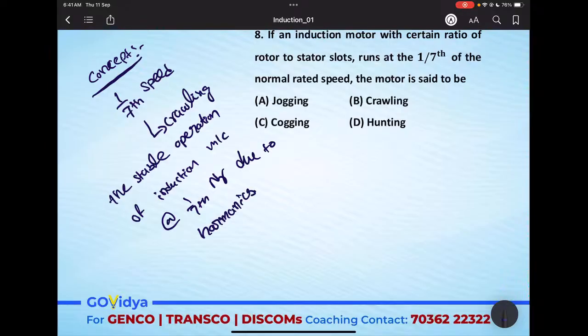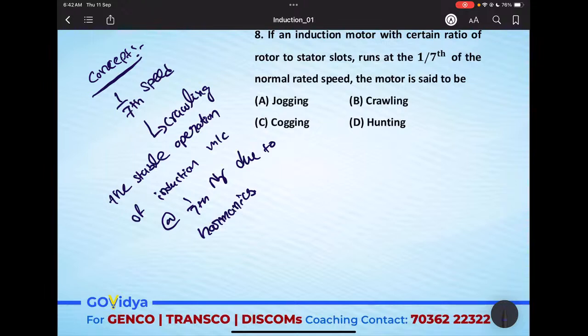What will happen in crawling? Whenever the motor is running at rated speed N_R, because of stator teeth harmonics or some other harmonics, the frequency is going to be changed, thereby the synchronous speed is going to be altered, N_R is also going to be altered, and the speed will come down to 1/7th of rated speed, and it will continue at that speed only. The speed won't increase. That state of operation is called crawling.